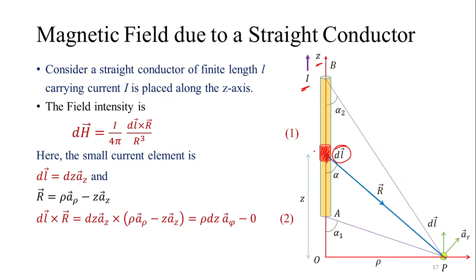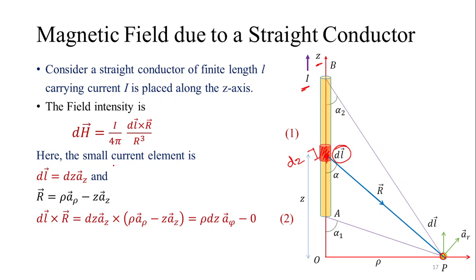It has a size dz. d means differential, that is, small size. Now this point makes a distance r with the point P, and we are going to measure the field intensity due to this conductor at point P.